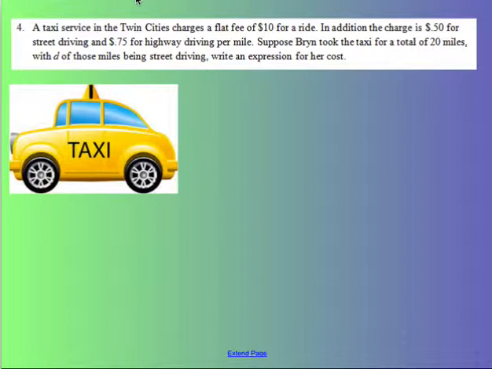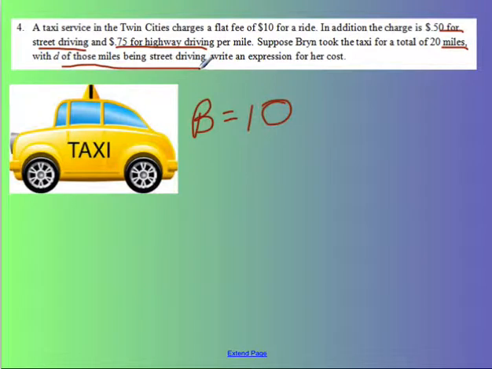So let's start there, okay? Before we even go anywhere, I have to pay $10. It charges 50 cents for street driving and 75 cents for highway driving. So we want a total of 20 miles, and D of those miles are street driving. So for every D mile I went on the street, it's going to cost me 50 cents.